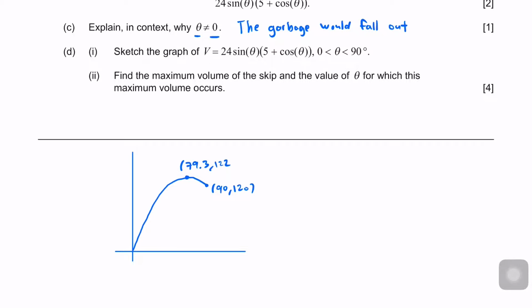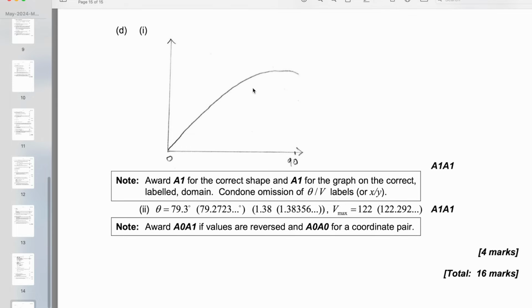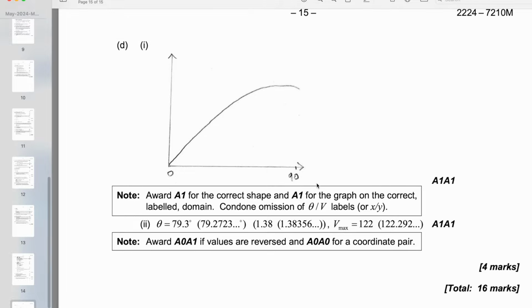Okay, just want to give an idea of what a sketch looks like. Here's the mark scheme. So showing where we intersect this 0, and then this endpoint of 90. So correct shape and the graph of the correct labeled domain. So we go up to 90. All right. So condone omission of theta and volume. So labeling our theta, labeling volume, or xy potentially. We could use it, but theta and volume is better.